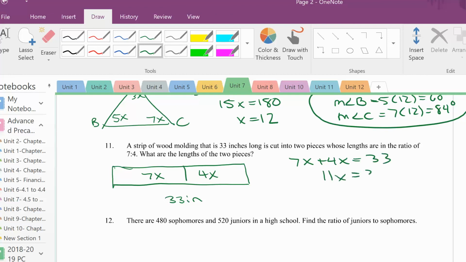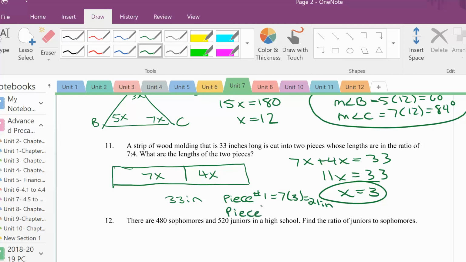So to find the length of the two pieces, you have to find out what x is, and you get that x is 3. So piece number 1 is 7 times 3, which is 21 inches. And piece number 2 is 4 times 3, which is 12 inches. And there's the two pieces.